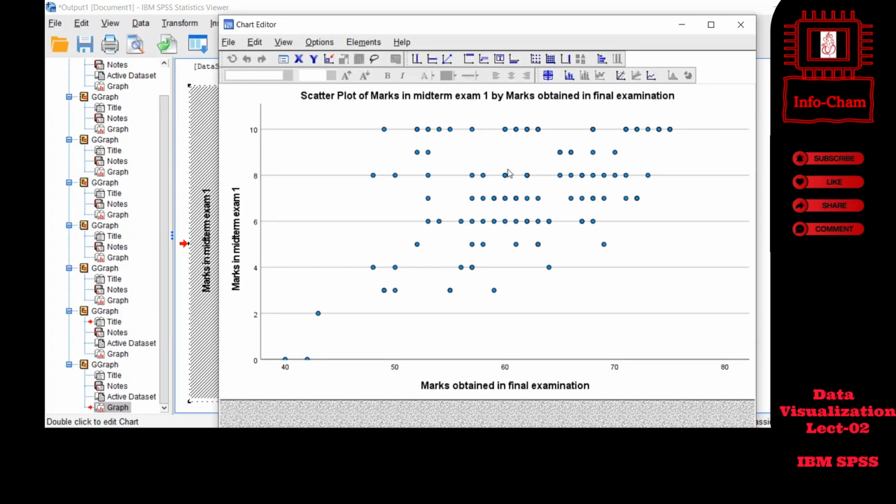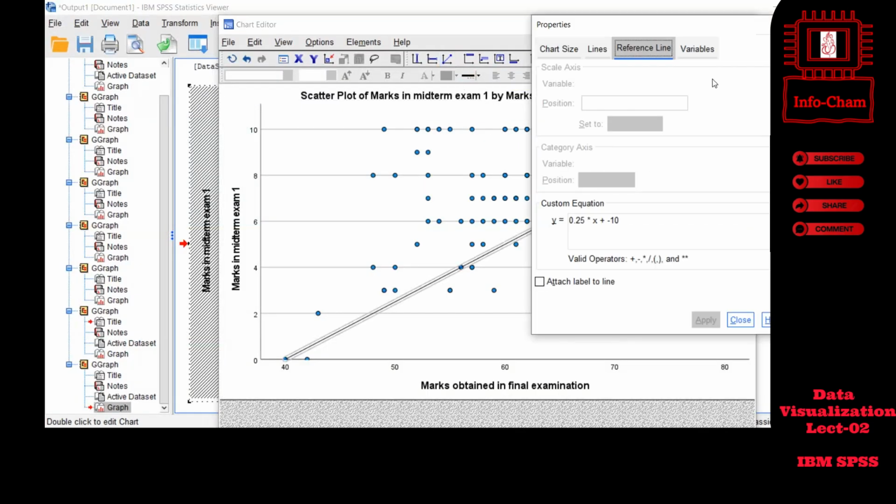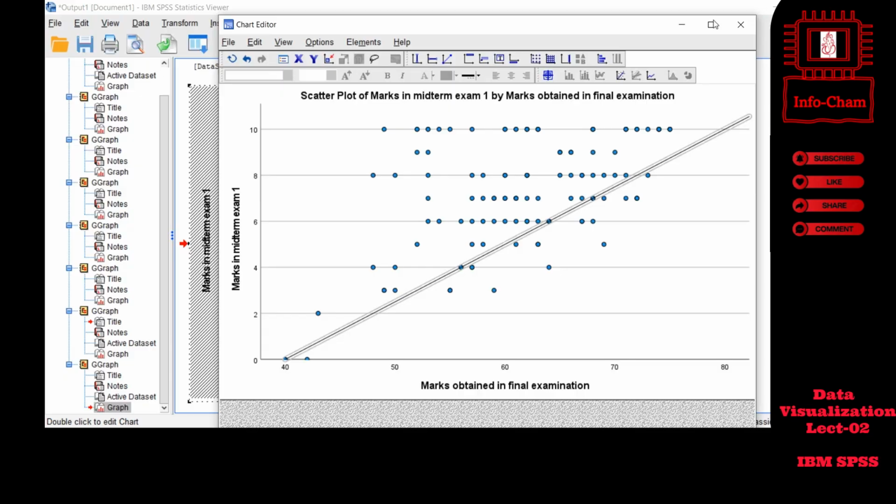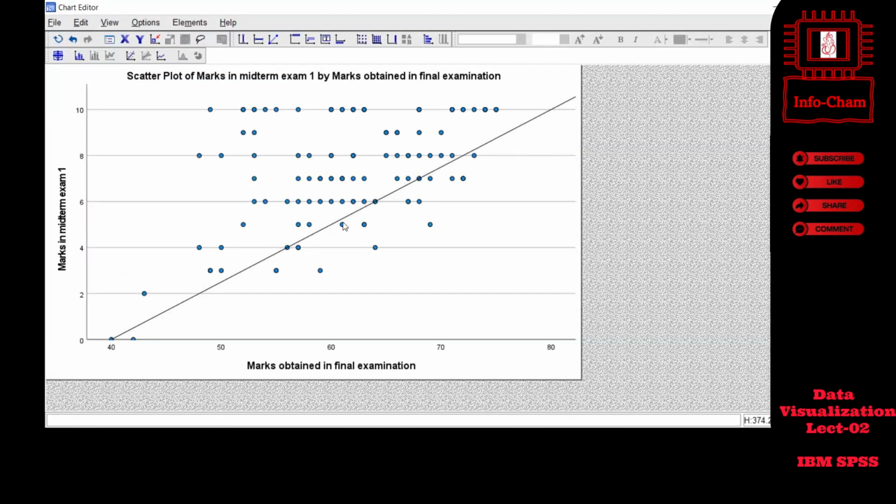Now can you see here? Add a reference line. I want to put a reference line. Great. Can you see? Automatically, I can see this is a reference line. I will talk about the reference line later on when we discuss correlation. But here, see, it starts from 40 and ends around 80, for example, or maybe the maximum marks here is 75. So it is the reference line.